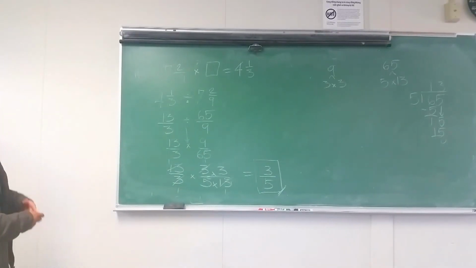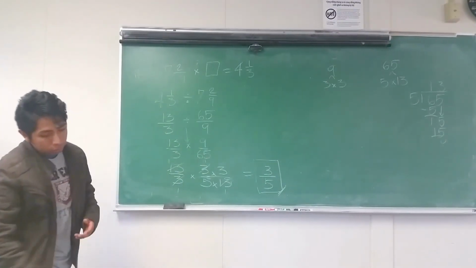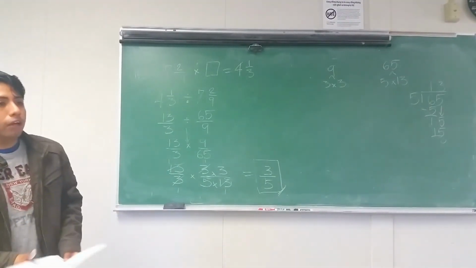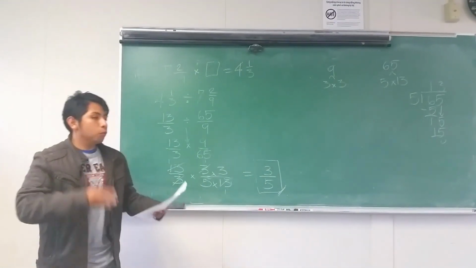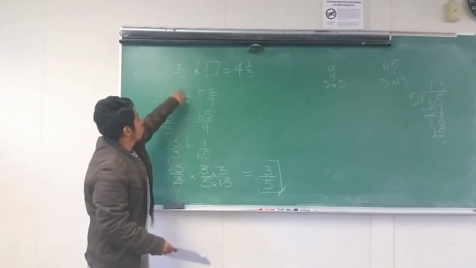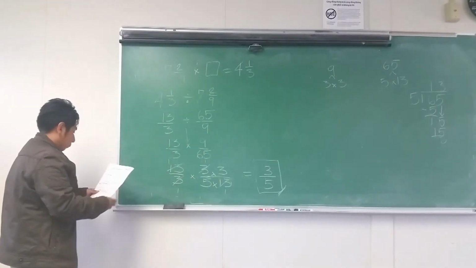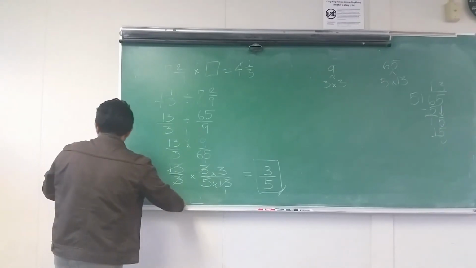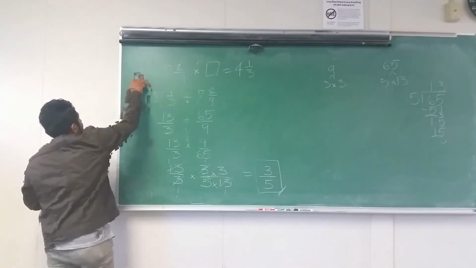Remember that every single time that you're missing a multiplier, you must divide. What do we have to divide? We must divide the product by the non-multiplier. Knowing that, let's do problem 15.